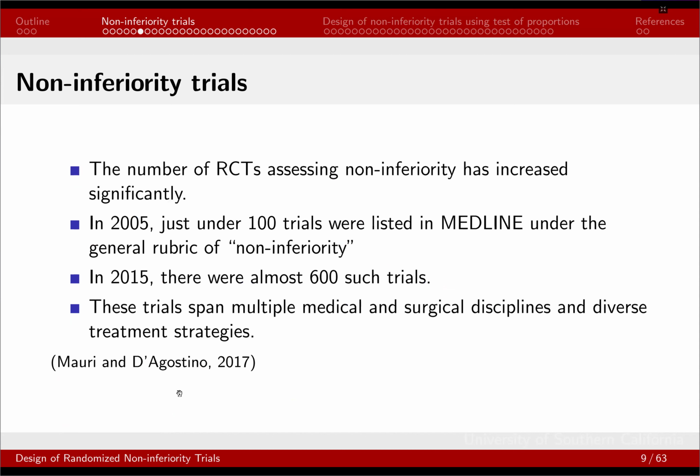Maury and co-authors in 2017 conducted a review, and they noted that the number of randomized controlled trials assessing non-inferiority has increased significantly. They reported that in 2005, just under 100 trials were listed in Medline under the general rubric of non-inferiority. However, in 2015, there were almost 600 such trials, and these trials span multiple medical and surgical disciplines and diverse treatment strategies.